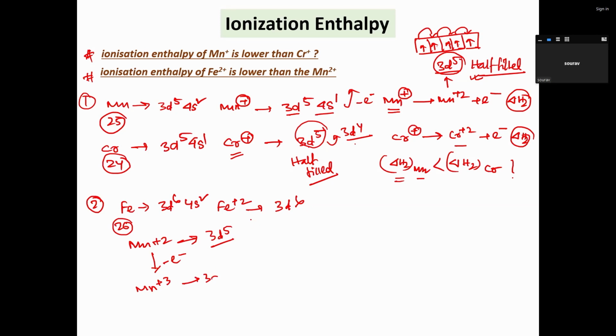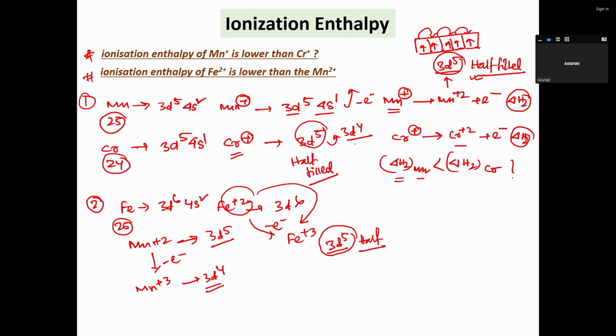But here also, if you remove one electron from that Fe plus 2, then the oxidation state of the iron will be Fe plus 3, and the electronic configuration will be 3d5. Now, 3d5 is half-filled, so it is more stable than 3d4. So the iron plus 2 will easily oxidize to iron plus 3, because it will get the half-filled electronic configuration. That's why the ionization enthalpy value of iron plus 2 is lower than Mn plus 2, because everyone wants to be stabilized.